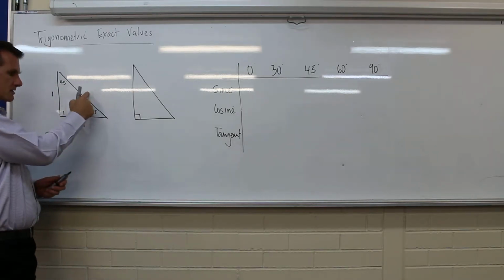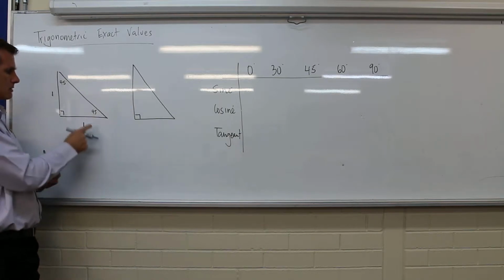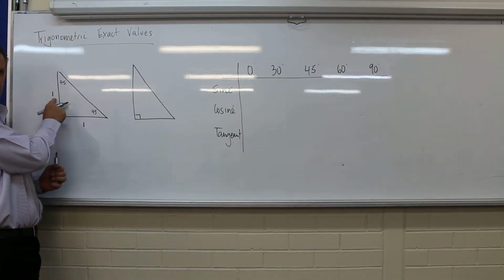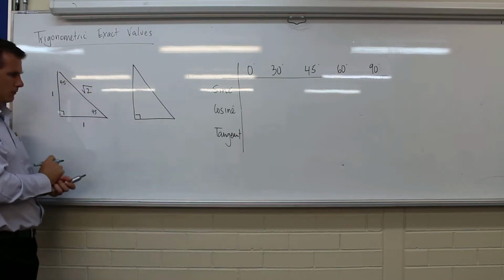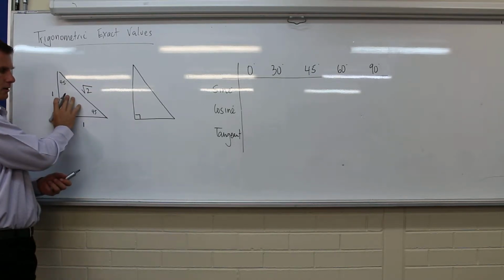So then to work out this side length, well, we just use a bit of Pythagoras. 1 squared plus 1 squared is 2. Take the square root of that, we're going to end up with square root of 2. So that's one triangle we're going to use.